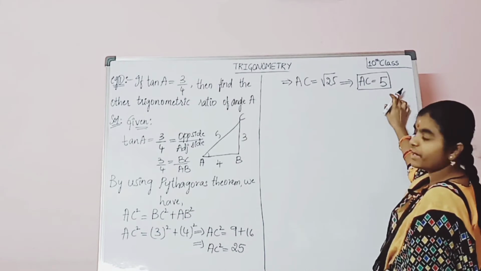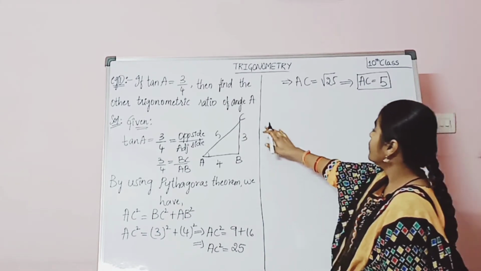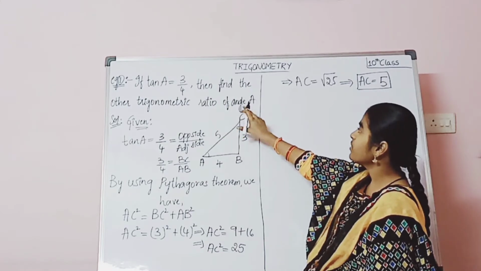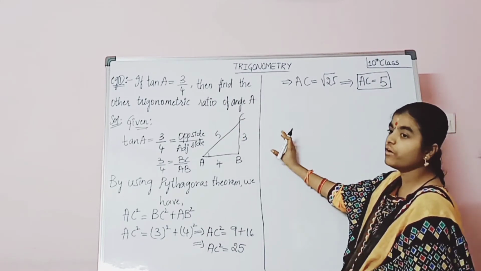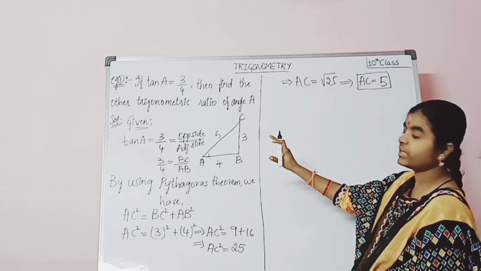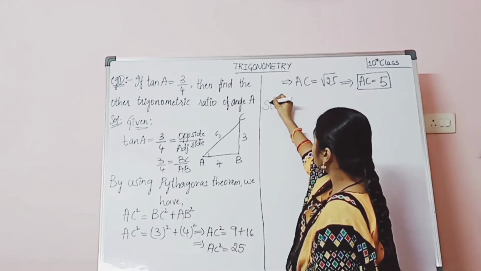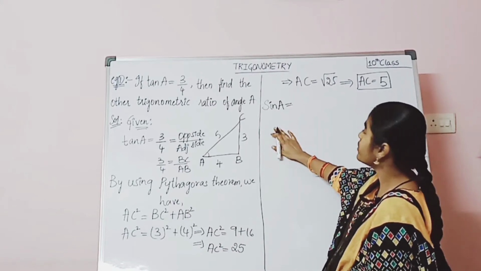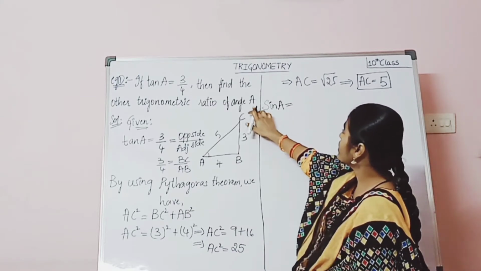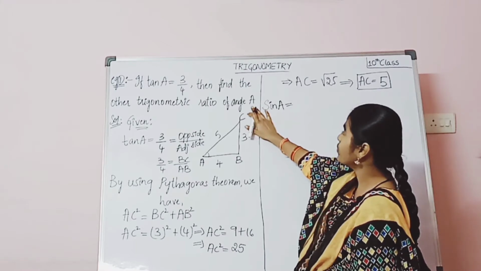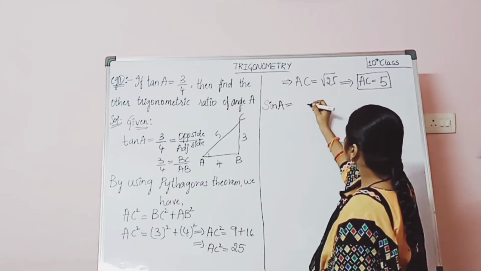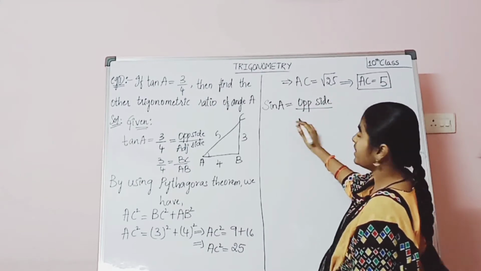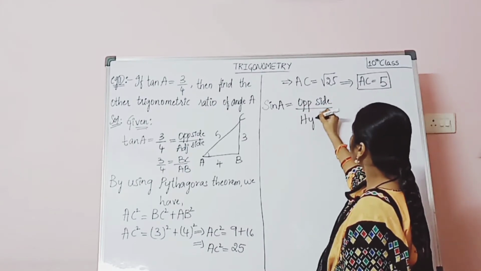The hypotenuse value is AC equals 5. Now what is the question saying? Find the other trigonometric ratios of angle A. Tan A is already given. Now we have to find the other 5 trigonometric ratios. First, let us find sin A. What is the formula for sin theta? Here it is angle A, so in the place of theta we consider A. Sin A means opposite side by hypotenuse.